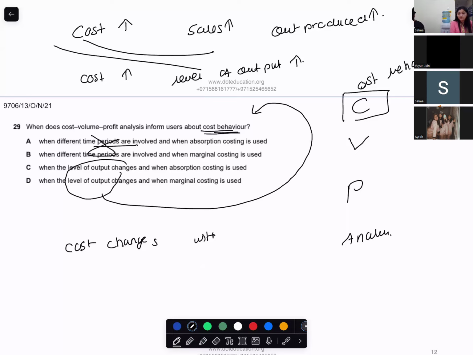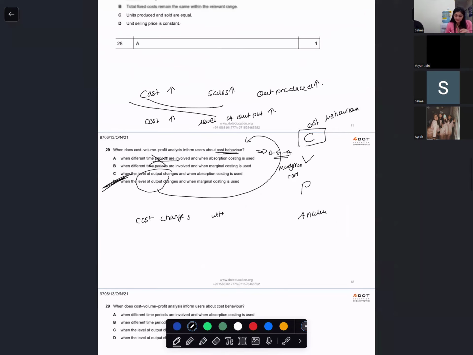So when will you inform users about your cost behavior? When you're using absorption costing or when you're using marginal costing? CVP analysis is break-even analysis, and break-even analysis is part of marginal costing. So the answer would be option D.